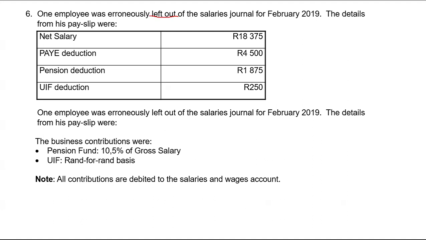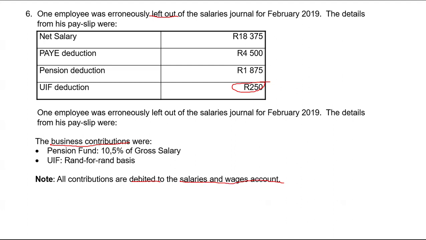One employee was erroneously left out of the salaries journal for February. The details from his pay slip were also as follows. They are giving us what the business has contributed, what we have contributed to this employee. Pension will be 10.5% of gross salary. UIF will be rent for rent, so whatever they contributed, we will contribute the same thing. Then they say all contributions are debited to salaries and wages.